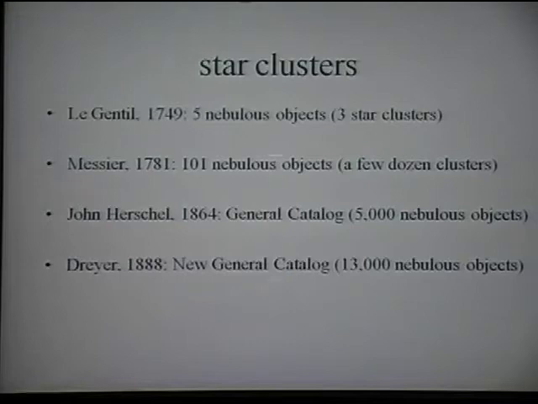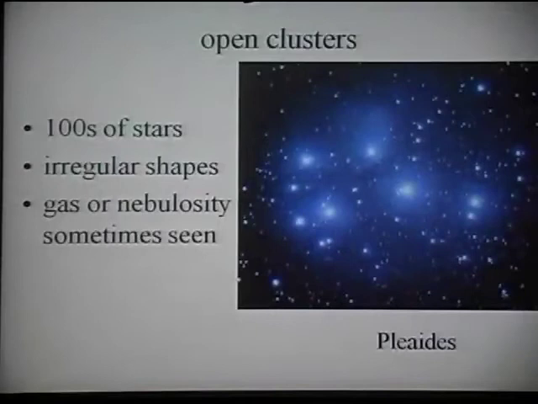This was then revised by Dreyer a couple decades later as the New General Catalog with 13,000 of these objects. When you see an object that's called M15, it's the 15th object in Messier's catalog from 1781. If you see an object that's called NGC 1422, it's the 1422nd object in Dreyer's New General Catalog. So by the end of the 19th century, astronomers had a vast catalog of these kinds of objects.